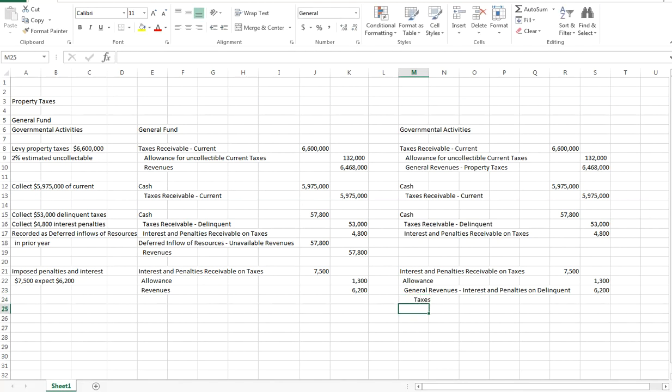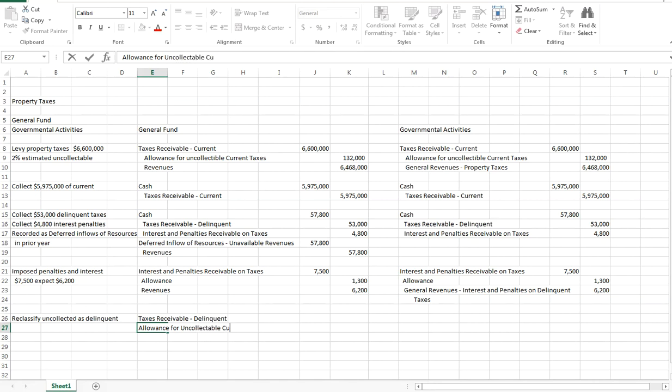Okay, and then finally, last thing, we're going to reclassify uncollected taxes and interest and penalty as delinquent. So in order to reclassify those, we're going to come over here and we're going to say taxes receivable delinquent. We're going to have that allowance uncollectible current. That's important that you get those currents in there.